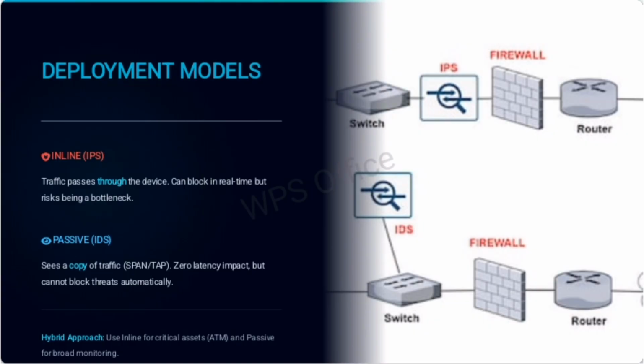Passive deployment. IDPS sees only a copy of traffic. It can detect but cannot block automatically. Pros: no performance impact. Cons: only alerts, cannot stop the attack. Hybrid deployment combines inline for critical systems and passive for broader monitoring. Real-world example: banks use inline for ATM networks but passive for normal office traffic.